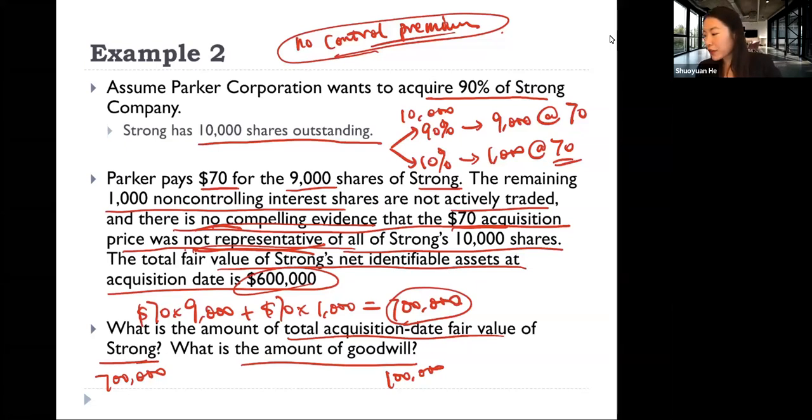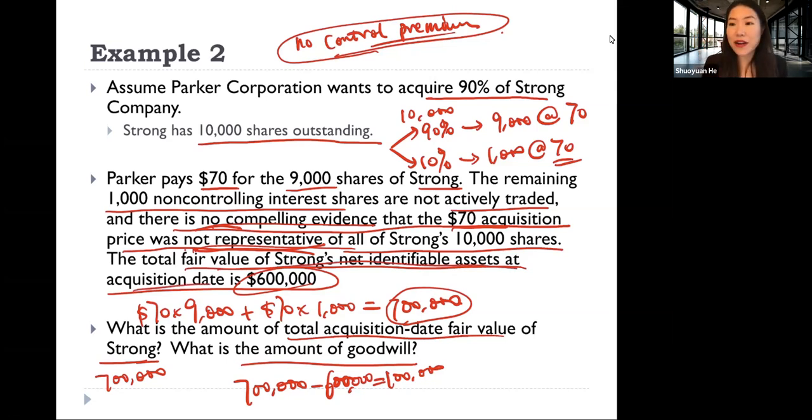So the fair value of the firm is 700,000. And then we take out 600,000, which is the fair value of the firm's net identifiable asset. And that gives us 100,000 goodwill. So this is how to calculate total goodwill. And then we are going to talk about how to allocate total goodwill between controlling and non-controlling interest.